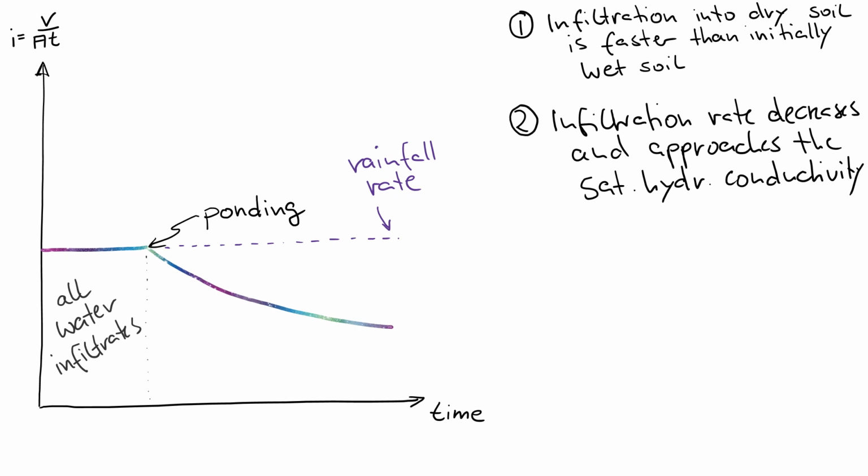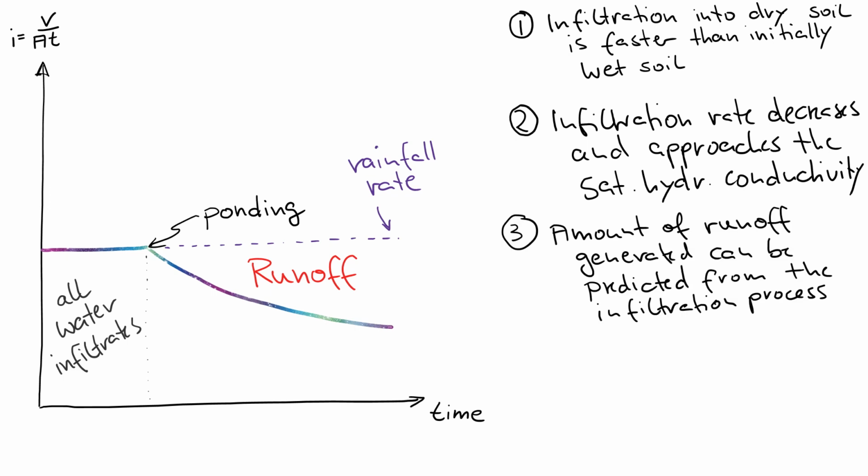So what happens with the water that doesn't infiltrate? Well, that is the part that ends up being runoff and is really important for us to predict for things like erosion predictions.